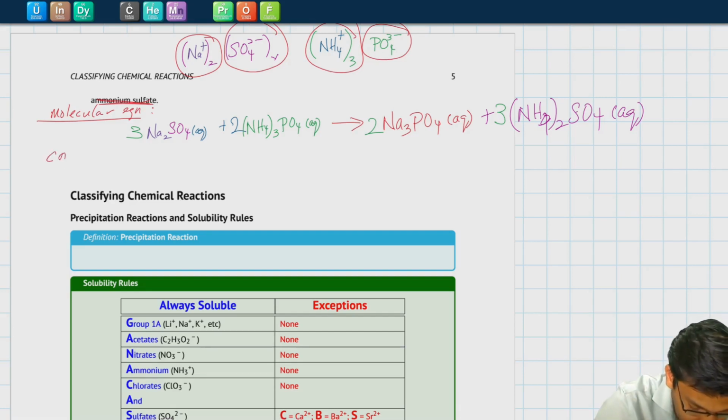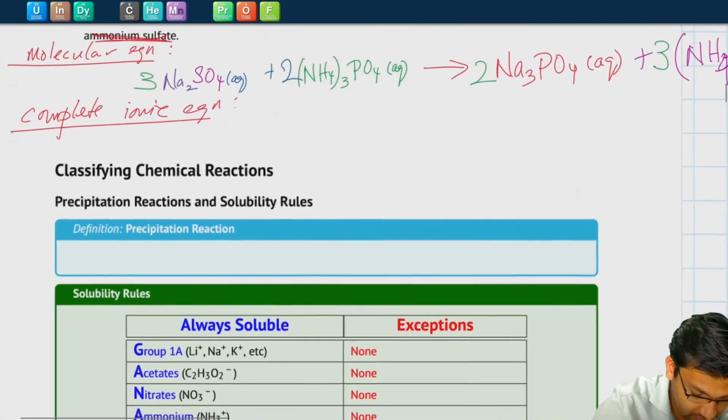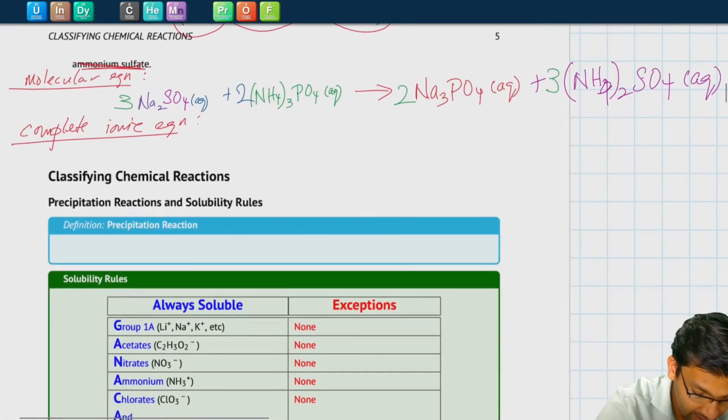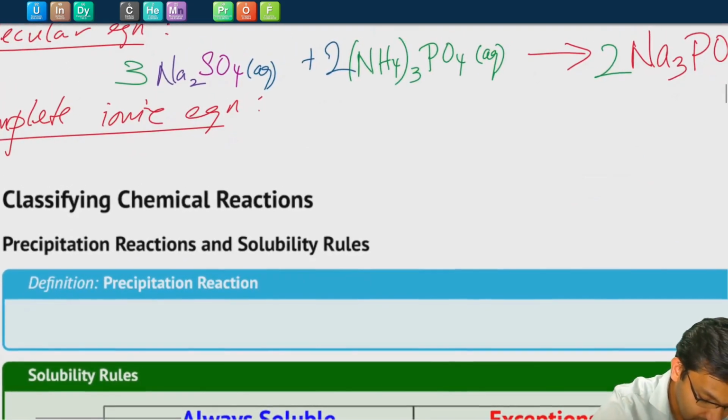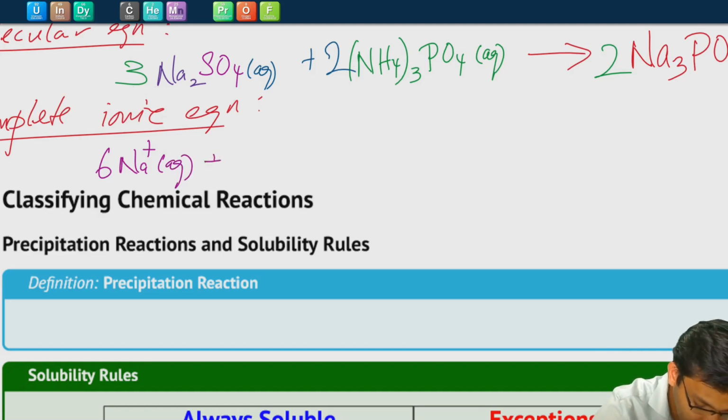Okay, let's look at the complete ionic equation. Again, what this means is that every aqueous compound, we break apart into separate ions. So let's see what we have. We have 3 sodium sulfate, that's aqueous, so we have to break it apart. So 3 times 2, that gives us 6 Na+, aqueous, and 3 SO4 2-, right? That's the charge, aqueous.